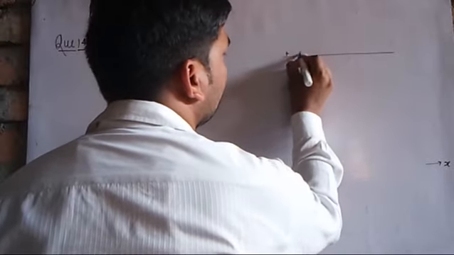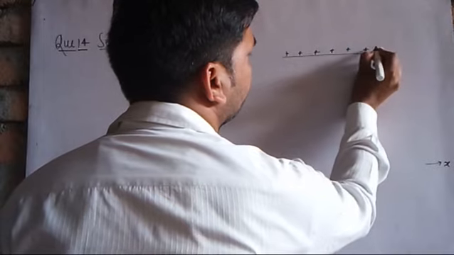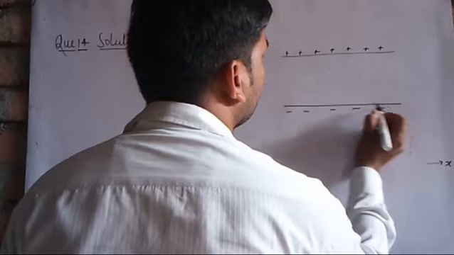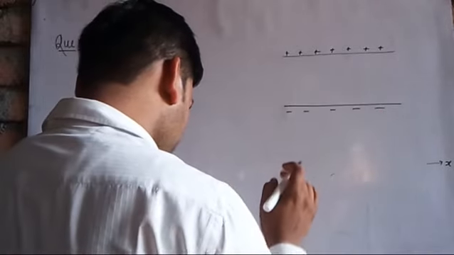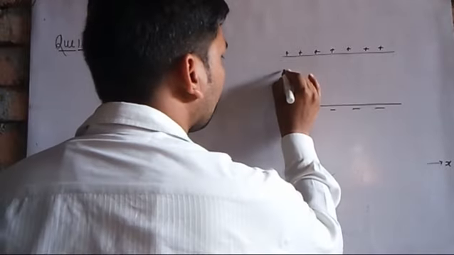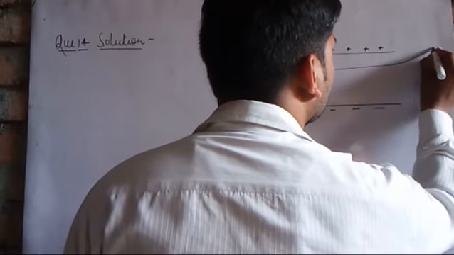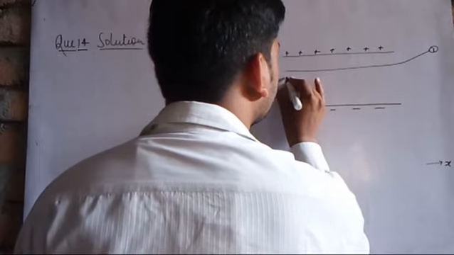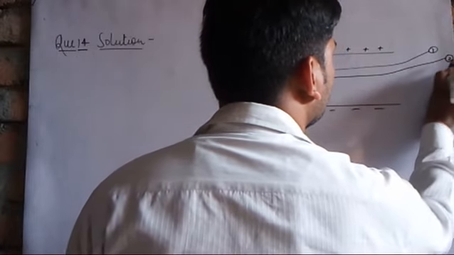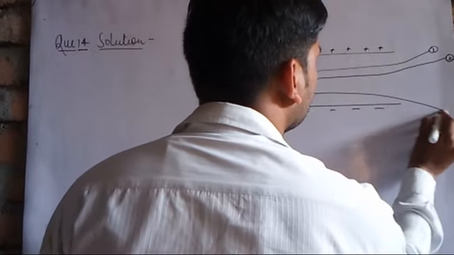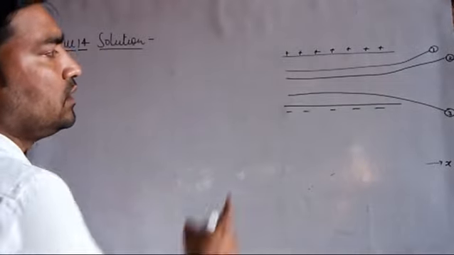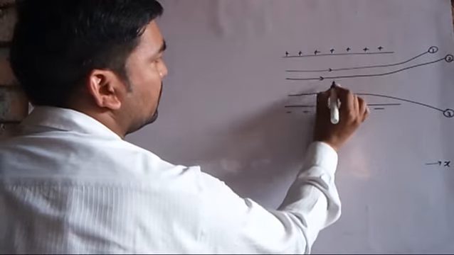This is a positively charged plate, and another one is a negatively charged plate. There are three charges. This is 1, this is 2, and 3. These are the tracks of three charged particles.